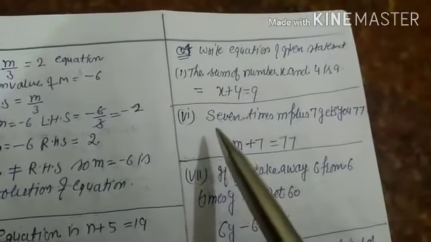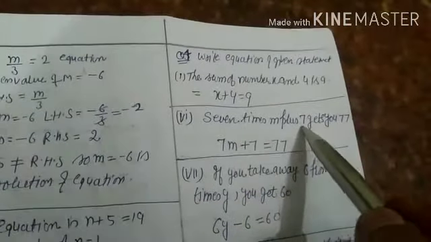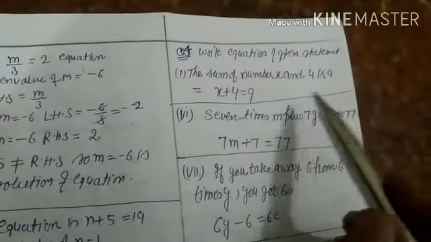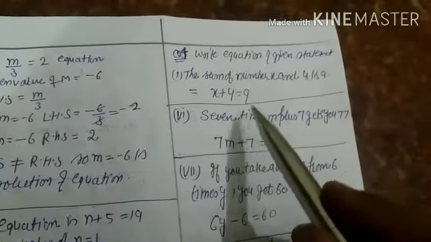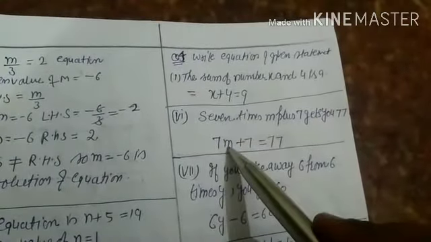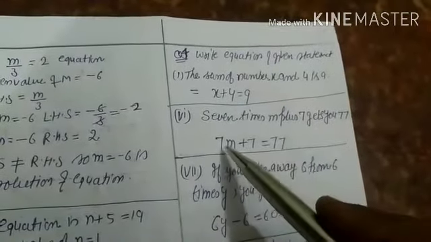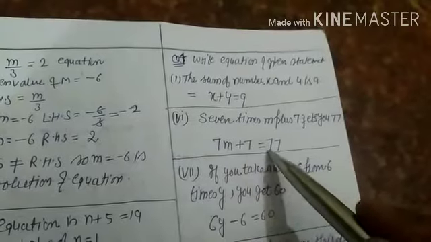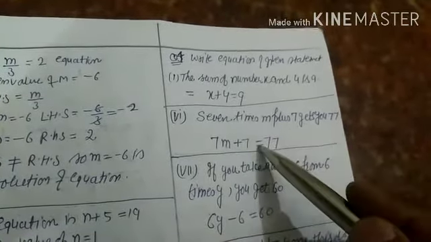Similarly, another example, 7 times m plus 7 gets you 77. How to make 7 times m? This means multiply the m by 7. It will be 7m. Plus means plus 7. So 7 times m plus 7 is equal to 77. Gets you means equal to.